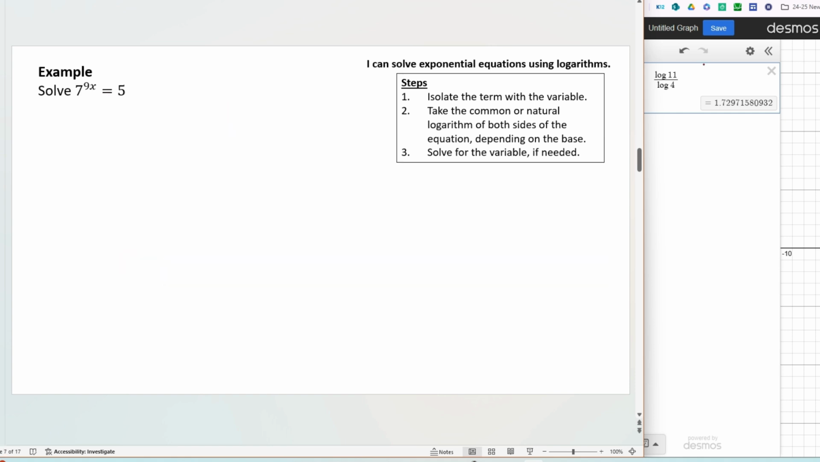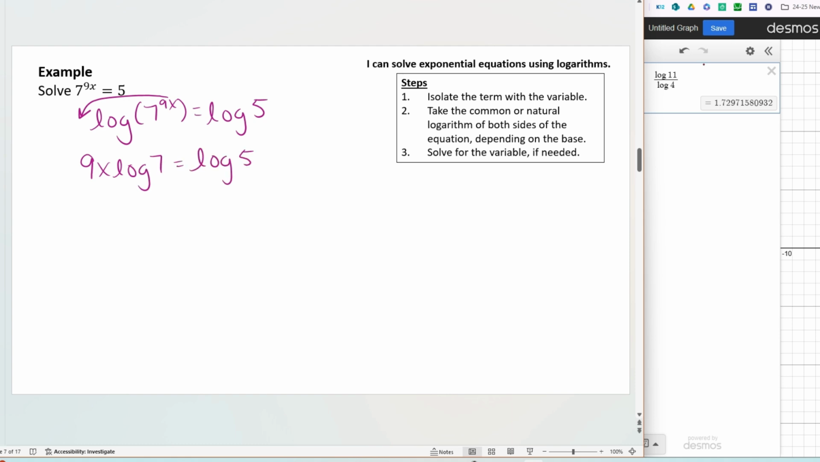So now let's try solving this equation. We have 7 to the 9x equals 5. Once again, I'm going to go ahead and take the common log of both sides. So I have the log of 7 to the 9x equals the log of 5, right? So that exponent 9x can come down in front, and that's going to become 9x log 7 equal to the log of 5.